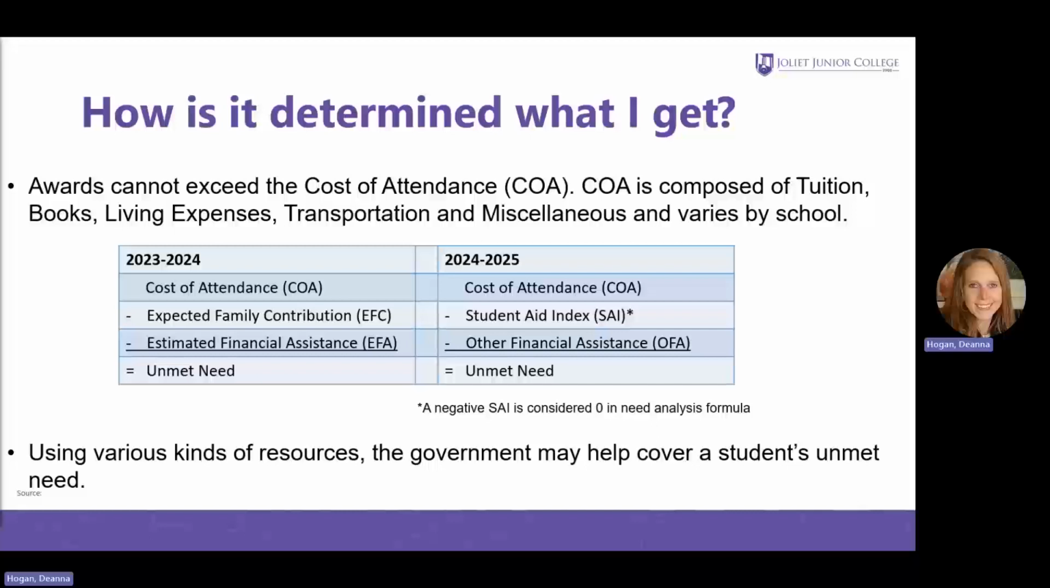Any other financial assistance will also be subtracted. The leftover amount is considered the unmet need and the school's financial aid office will use various resources to help cover the unmet need for the student. Per federal regulation, total awards can never exceed the cost of attendance.